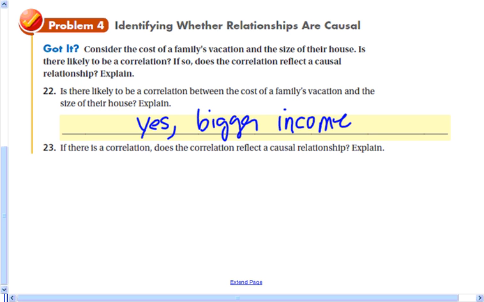Does the correlation reflect the causal relationship? In other words, does the fact that they have a big house mean they have to have more expensive vacations? No. People with big houses can take cheap vacations or expensive vacations. There is no causal relationship between them. So no. All right. I'm going to stop the video here. You can do the last part on your own.